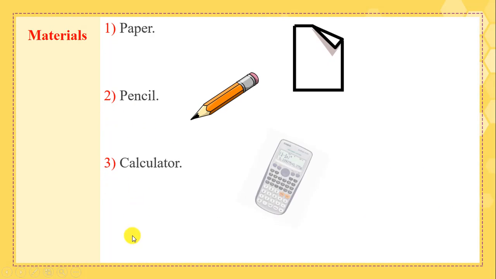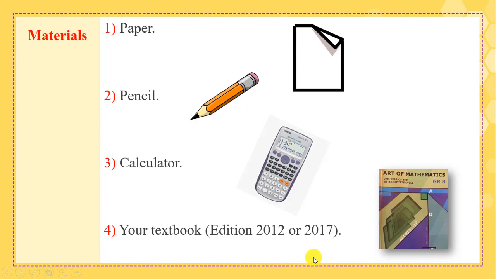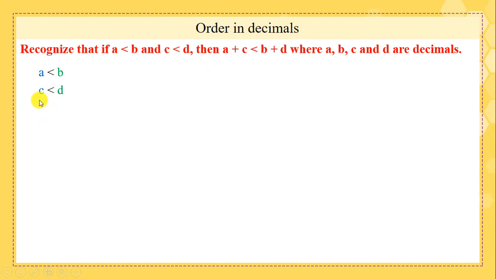In this chapter, we will need paper, pencil, calculator, and your textbook edition 2012 or 2017. In the first objective, if we have two numbers A and C that are less than another two numbers B and D respectively, then we add the first two terms and we add the second two terms. So we will have A plus C and B plus D. But since the sign of the comparison is less than, we will write A plus C less than B plus D.